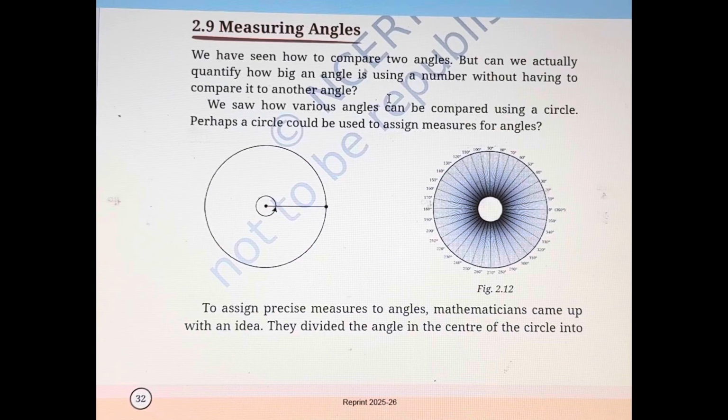So we saw various angles. It can be compared using a circle, right? In the previous videos we saw. Now, perhaps a circle could be used to assign measures for angles. So you can see here there are two circles given. To assign precise measures to angles, mathematics came up with an idea. You can see in this second circle, they have divided the circle into 360 parts, right?